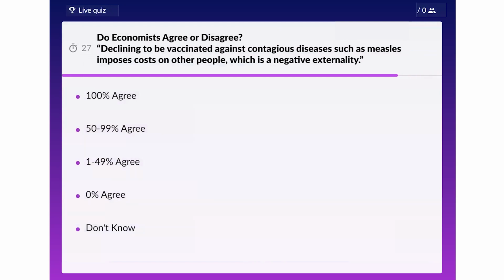So do economists agree or disagree? Declining to be vaccinated against contagious disease, such as measles, impose costs on other people, which is negative externality. Agree or disagree? And yeah, so I believe if next time the survey was done, it's likely that the example will be such as COVID-19, because that's what's affecting all of us nowadays. And of course, whether or not you should be vaccinated, that's a big problem.